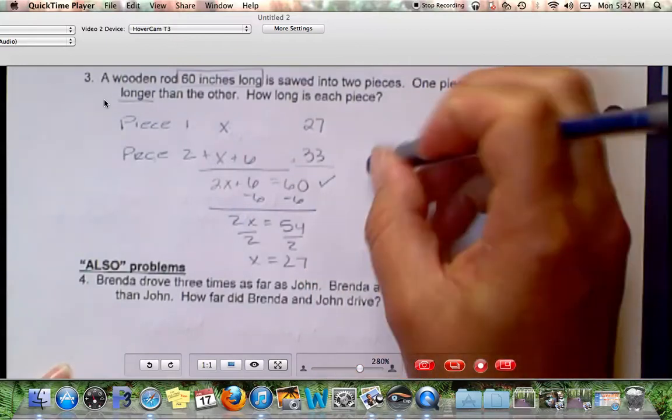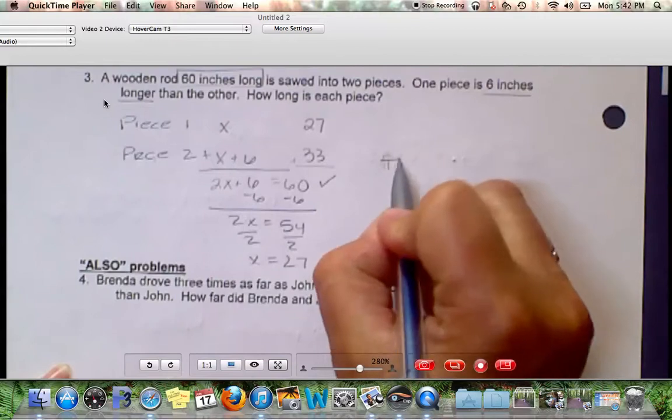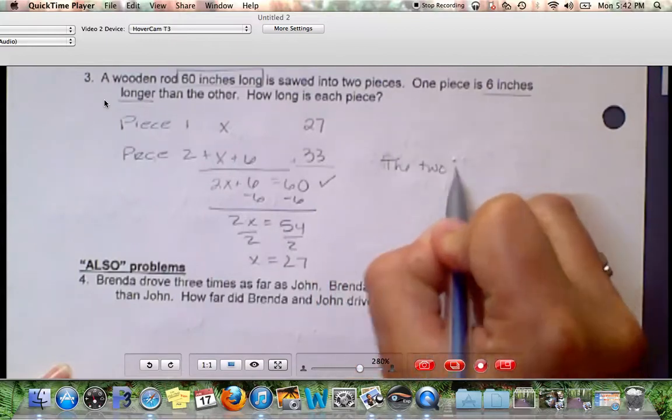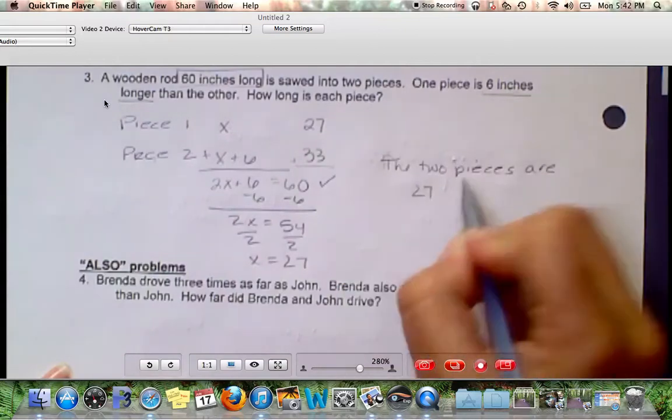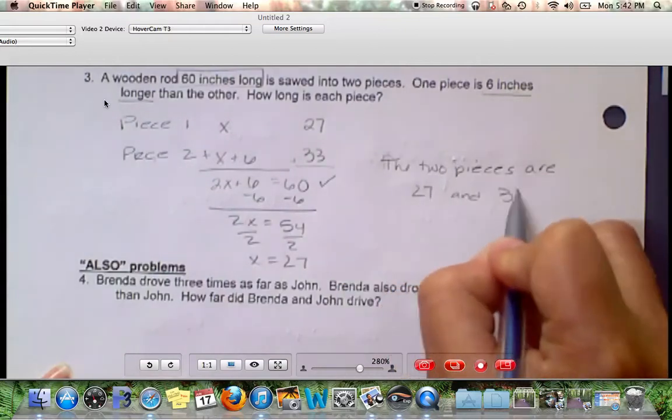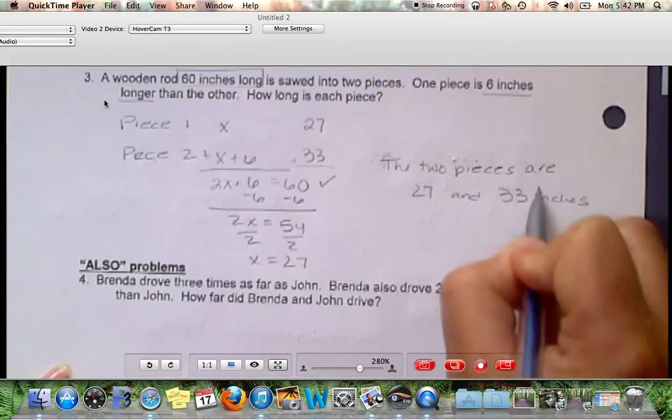You can say the two pieces are, because it doesn't matter which one's which. The two pieces are 27 and 33 inches long.